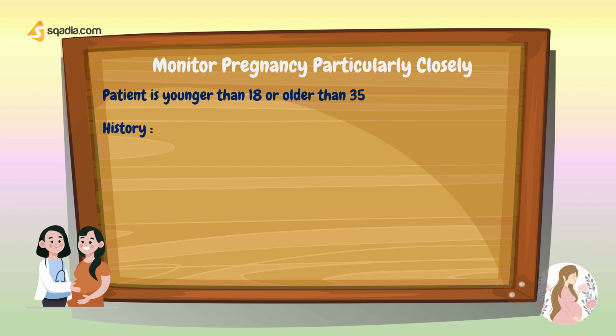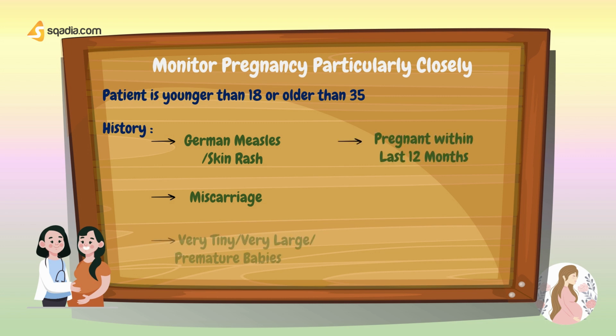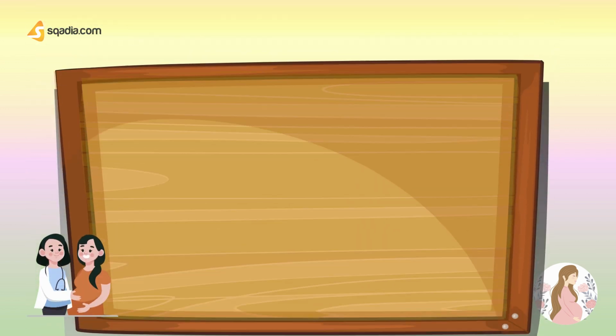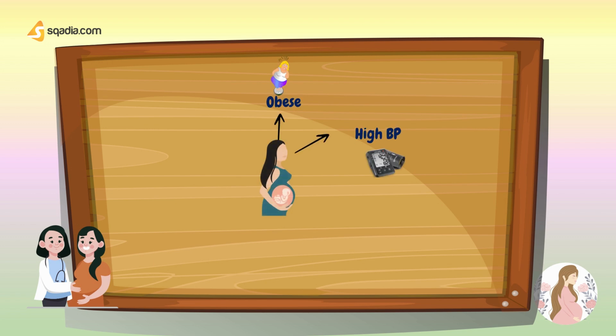The patient has a history of German measles or a skin rash with swollen lymph nodes in the first 12 weeks of pregnancy, or a history of miscarriage, pregnancy within the last 12 months, or given birth to very tiny, very large, or premature babies, or a history of multiple ectopic pregnancies in which the fetus is implanted improperly. The patient is obese or has high blood pressure, or has an abnormal pelvic exam.